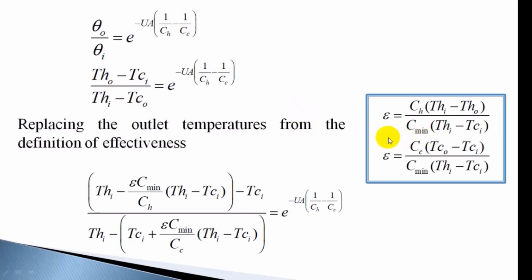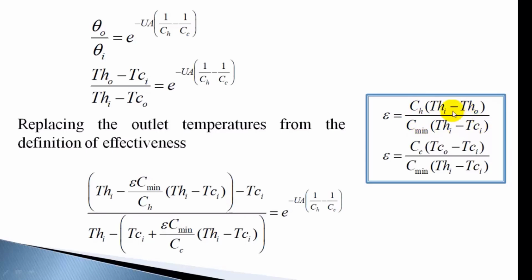From the definition, effectiveness is the actual heat transfer divided by maximum possible heat transfer. Actual heat transfer can be written as heat lost by hot fluid or heat gained by cold fluid. So these two expressions can be used for effectiveness of any type of heat exchanger. In terms of hot fluid, it is heat lost by hot fluid. In terms of cold fluid, it is heat gained by cold fluid. Denominator remains same. So from this, you can solve for Th naught. Th naught can be written as Thi minus effectiveness into C minimum into Thi minus Tci divided by Ch.